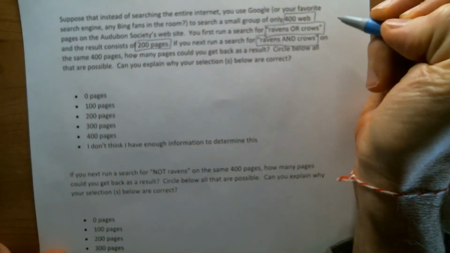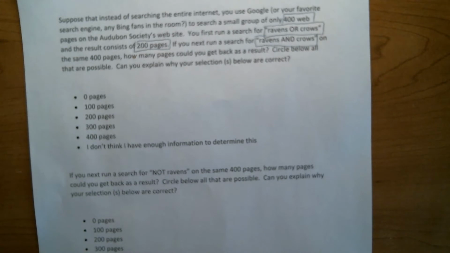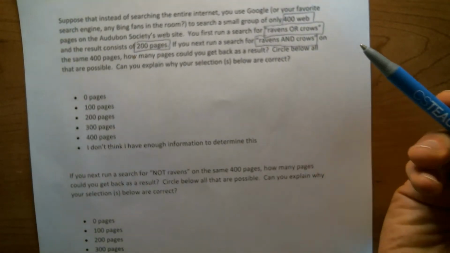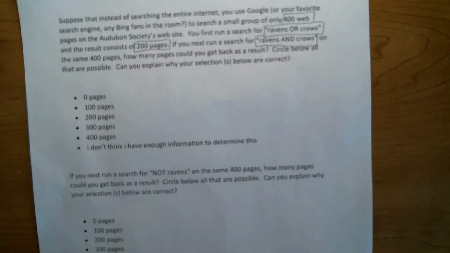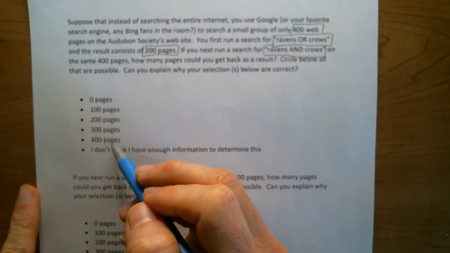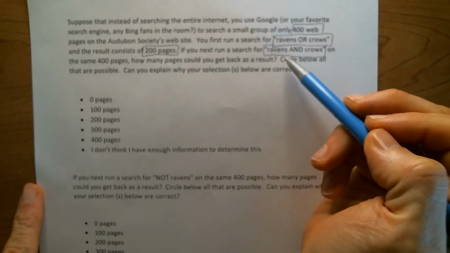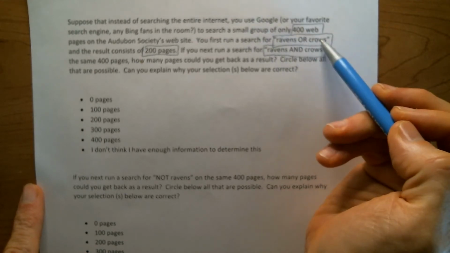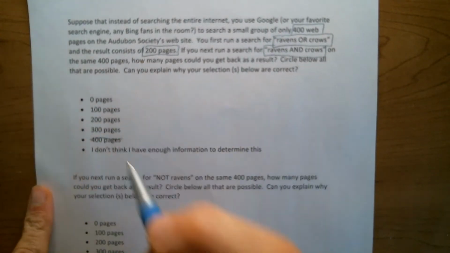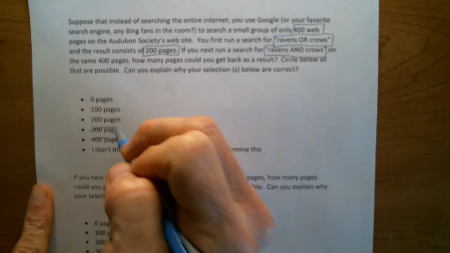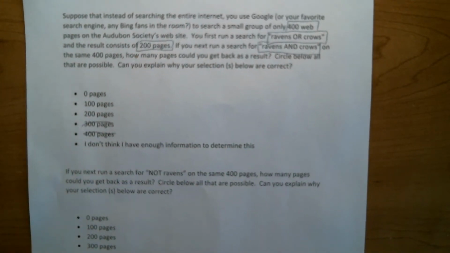So ravens or crows basically means that we don't care which. As long as one of those words shows up, we're happy. All right, ravens and crows implies that we need to see both of those words on the page to return the search result. So when we're saying how many could we possibly get back, we can't get back 400 because there's no possible way that there's 400 pages that have both of these words if there are only 200 pages that have this word or this word. All right. By the same logic, it couldn't be 300.